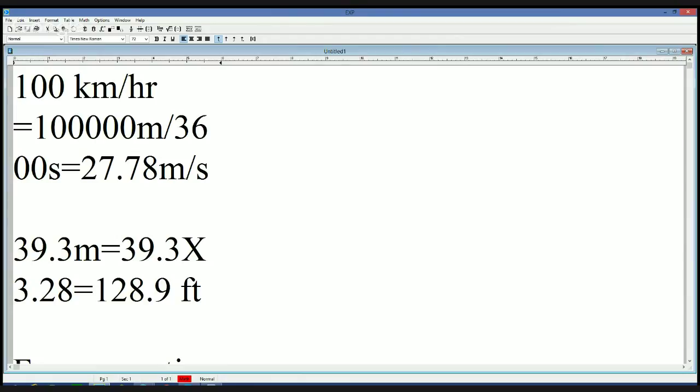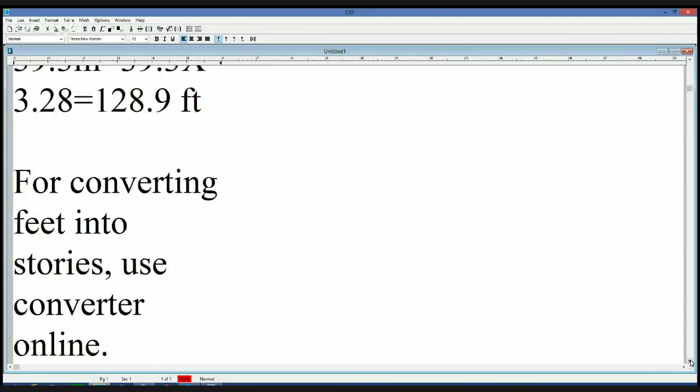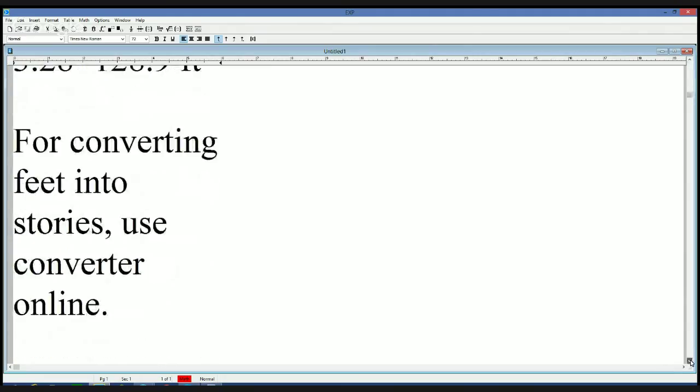We're continuing off from last lecture, where we're talking about how we got some of the numbers for that. If you are traveling at 100 kilometers an hour, that is 100,000 meters divided by 3,600 seconds, which is 27.78 meters per second. The final answer for the equation we got yesterday, about 39.3 meters, multiply that by 3.28 feet, and you get 128.9 feet. For converting feet into stories, use one of those online converters.